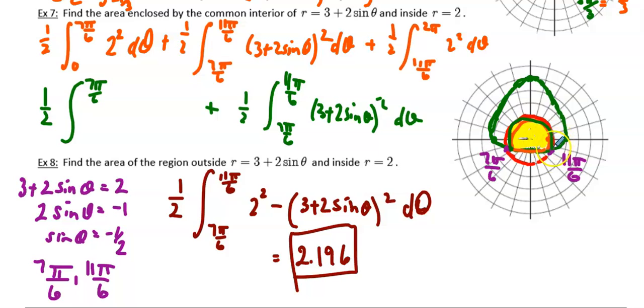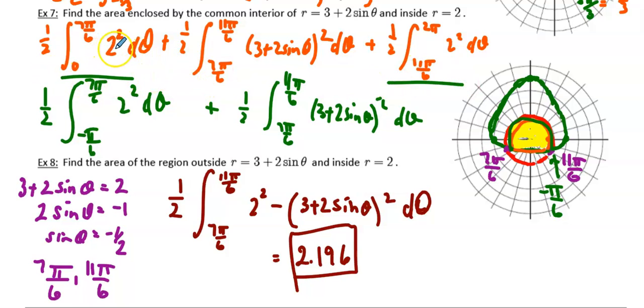Well, like we said before, if I want to start here, this is not 11 pi over 6. This is actually just negative pi over 6. So if I want to travel from here to here, I'm traveling in the negative direction, pi over 6. So I could actually rewrite this as negative pi over 6 to 7 pi over 6 of 2 squared d theta, and that would replace this and this. That would actually combine these two functions together. So hopefully that makes sense to you guys on what we're doing.